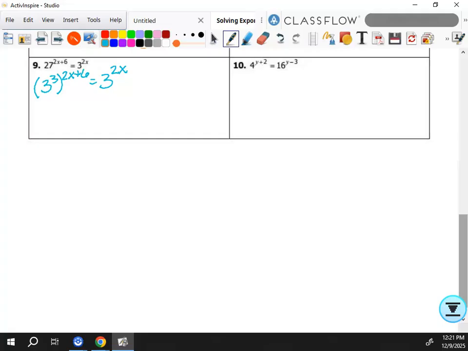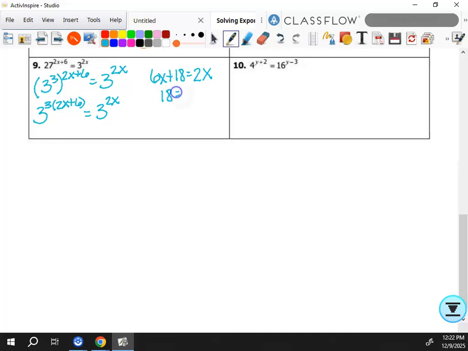Everybody with me so far? If I multiply two terms with the same base, I add the exponents. When I have a power to a power, what am I doing with those exponents? Multiplying. So this is 3 to the 3 times 2x plus 6 power. Be very careful and have parentheses there so that you distribute correctly. Now I have a single exponential on either side with the same bases. I can drop those bases. And when I distribute that 3, that'll give me 6x plus 18 equals 2x.